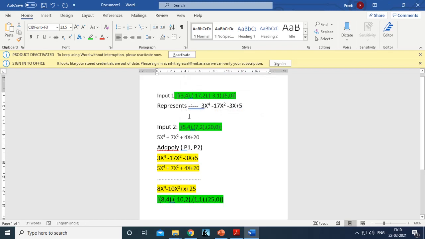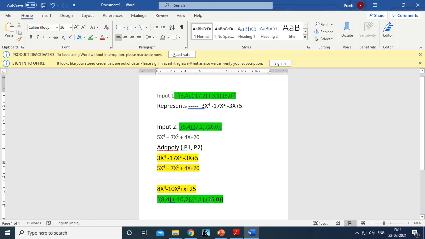Over here you can see the terms are 3 and 5. 3 and 5 are added and it gives 8. The power is taken as it is, which is 4. Then minus 17 and 7 are added, which is minus 10. 2 is kept as it is. Then the third term, I have deleted from here, so it gives a different kind of output. And then the fourth term, 5 and 20, which is 25, and the power is 0. So this is how add poly should work.